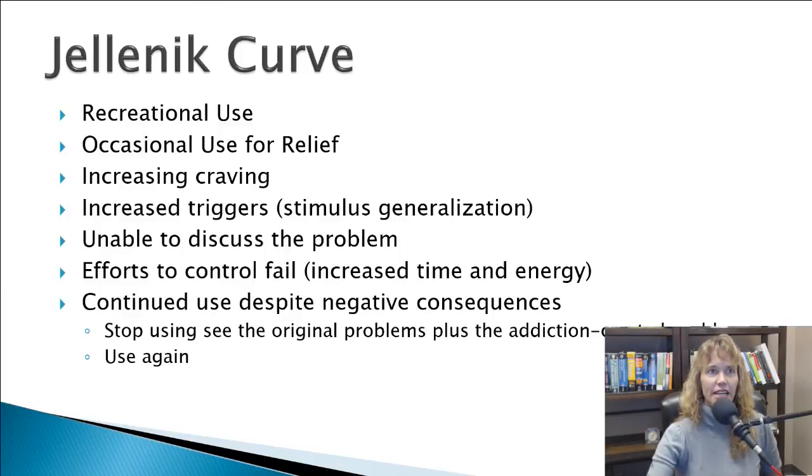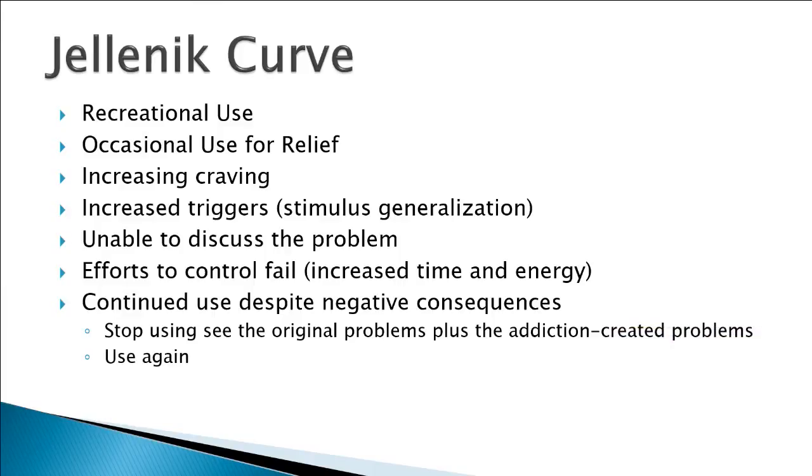So now we have the Jellinek Curve. The Jellinek Curve is basically a rough representation of what happens when people start using recreationally, become addicted, hit bottom, get treatment, and find recovery, which is all well and good. Now, I have simplified it greatly. If you Google it, you can see all the other little sub things that I took out.